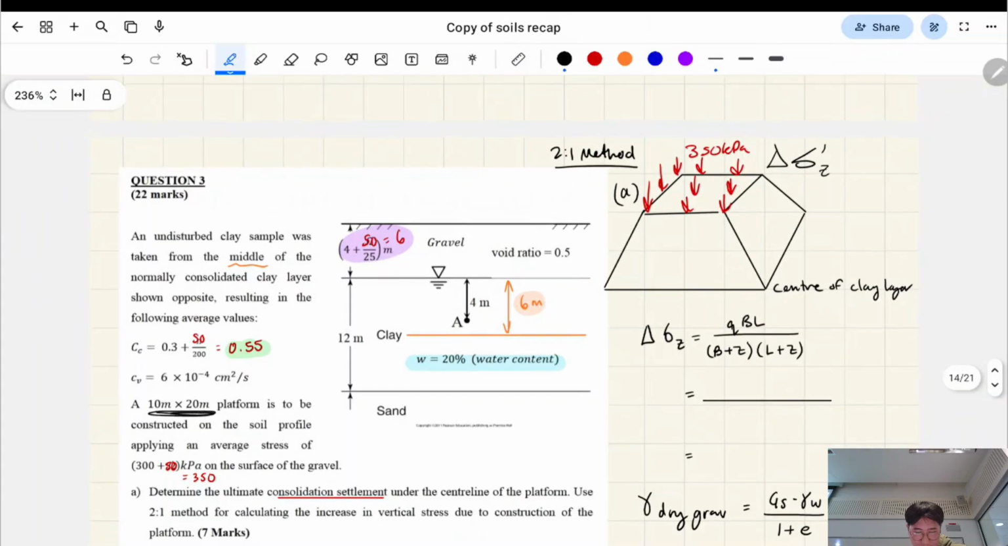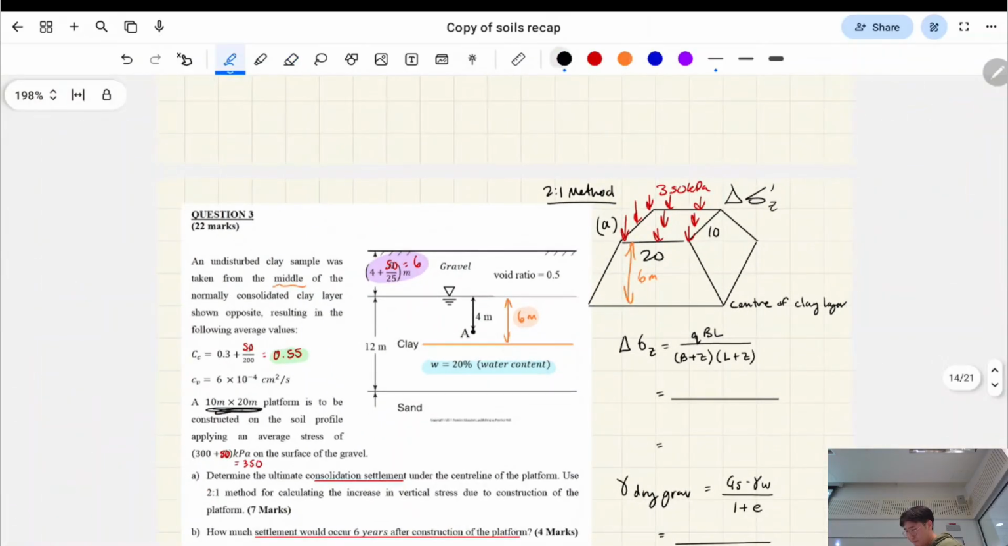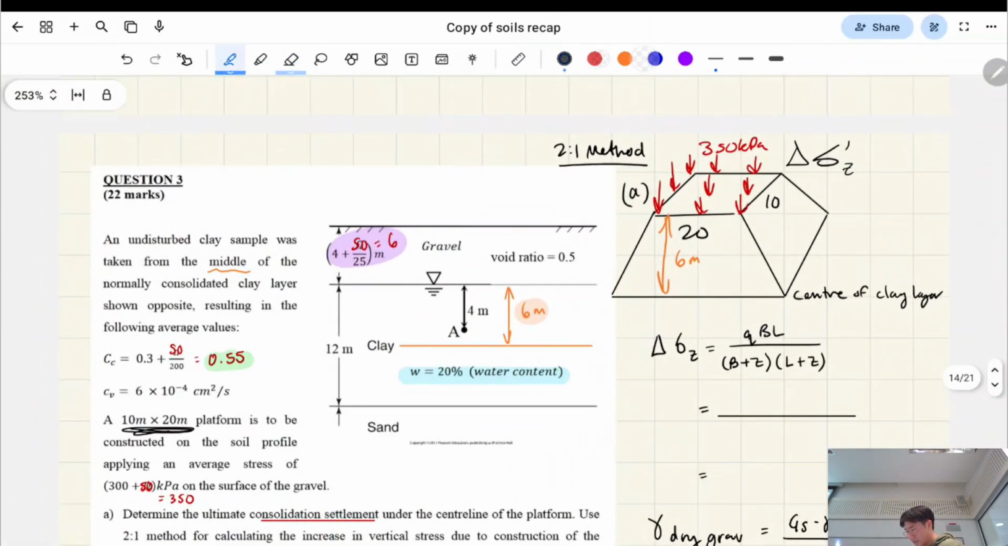It's given, this is a platform, sorry. So this is 20 across and then 10 in. And we care about a point in the soil that's 6 meters into the clay. So here's where it gets important. Clay is not our top layer. Clay is wedged between gravel and sand. But when we do our calcs for the 2-to-1 method, the point of interest we care about is the middle of the clay layer. That's where we do all our consolidation settlement calcs from. So even though there's a gravel layer above it, we care about the point 6 meters into the clay. That's what we do the 2-to-1 method from. So that's 6 meters in this calc, right?